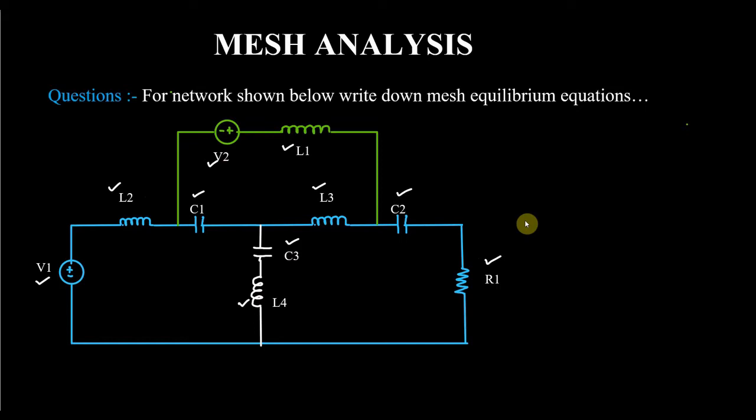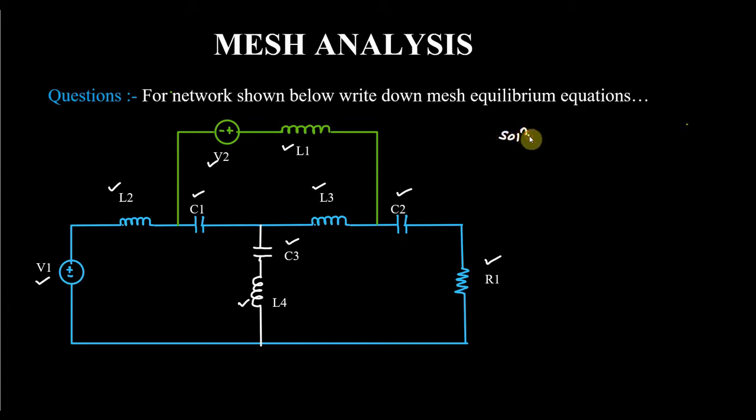When we discussed the basics of mesh analysis, I told you that to solve any question based on mesh analysis, we have to apply the steps. The first step is always to find how many meshes there are. In the second step, we assign the current direction to each mesh, and in the third step, we write down all the mesh equations. So I will start with the solution of this question.